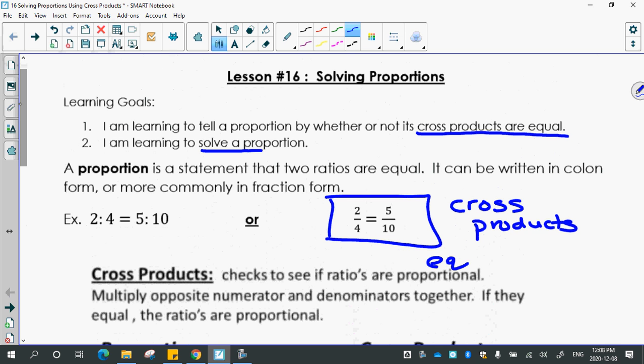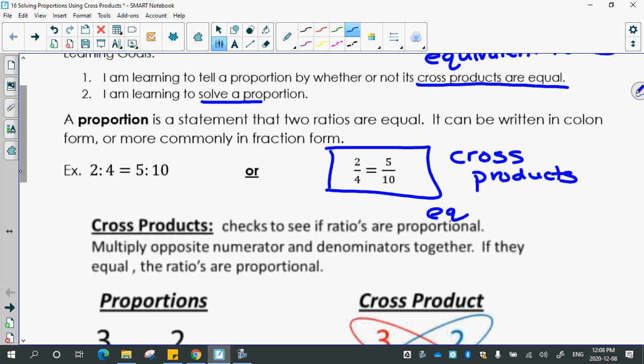So we're learning how to solve a proportion, and we're learning how to tell if it's a proportion by whether or not the cross products are equal, which is another way of deciding whether we have equivalent ratios or not. So it just tacks on to the lesson we just did. It's an easier way to check, okay, a really quick way to check.